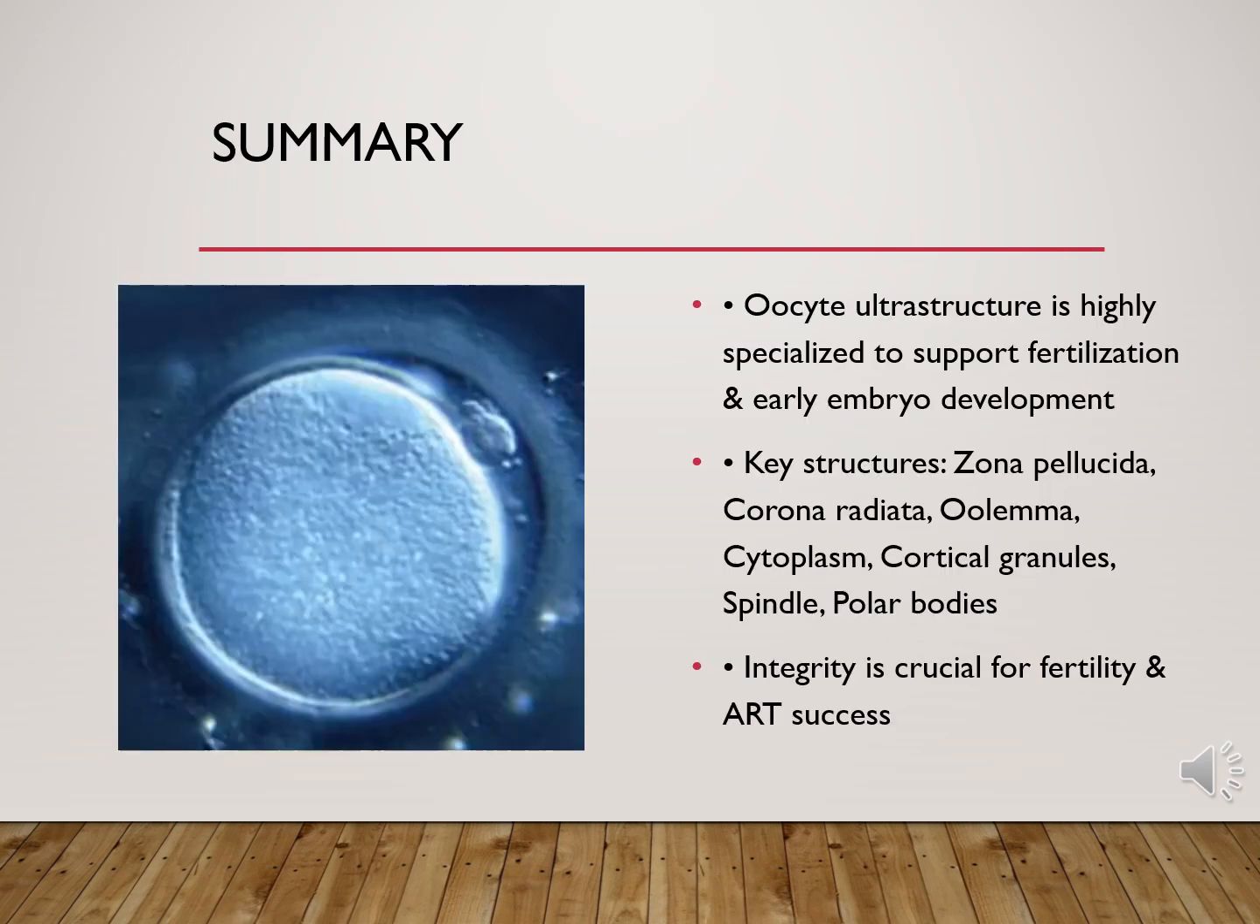In summary, the oocyte is a highly specialized cell designed to support fertilization and early embryonic development. Key components are zona pellucida, corona radiata, oolemma, cytoplasm and cortical granules, meiotic spindle, polar bodies. Each structure is crucial. Any defect can affect fertilization, embryo quality, or developmental success, making this knowledge essential for embryologists, clinicians, and students alike.